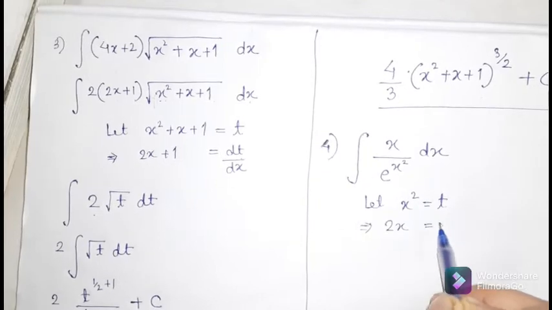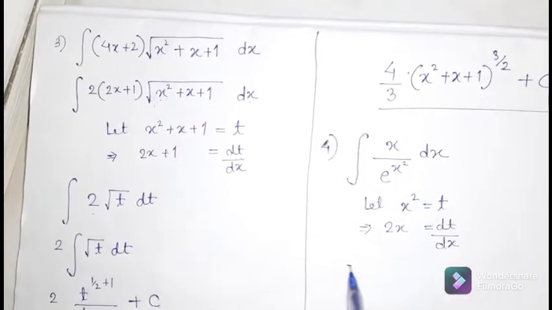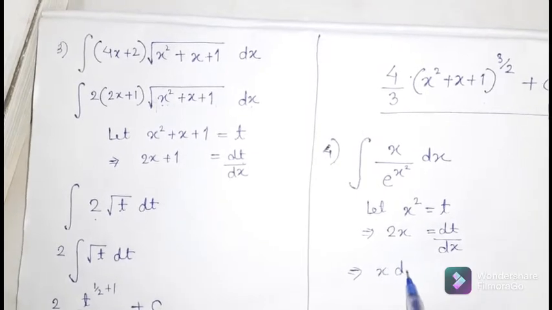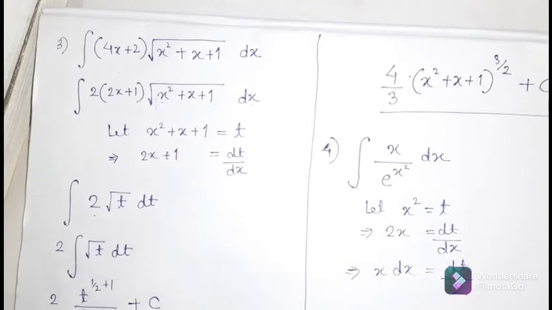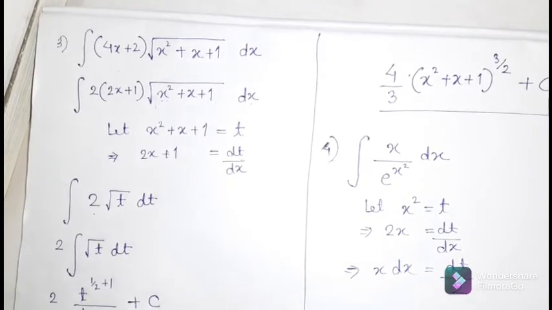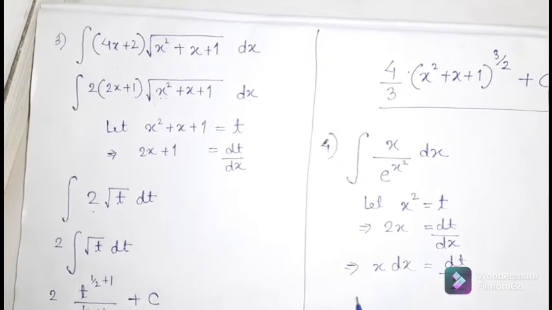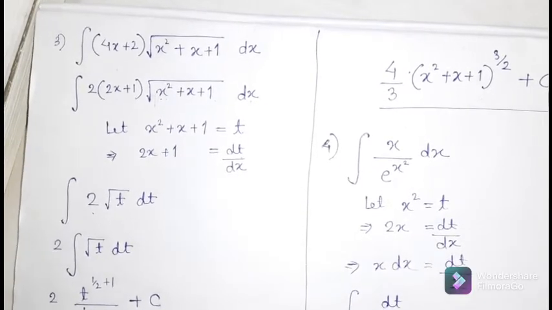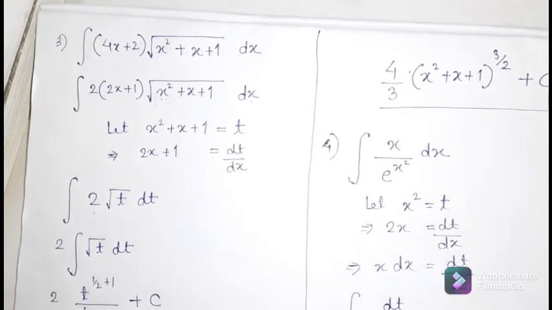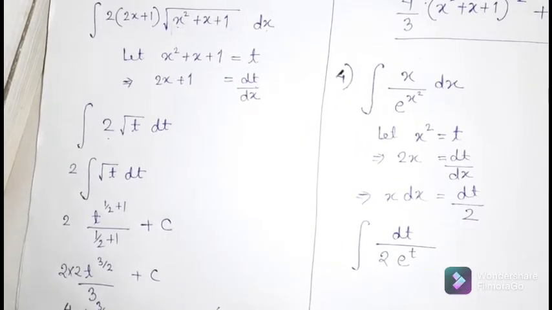This gives 2x equals dt by dx. So from here you get x dx equals dt by 2, right? We get x dx equals dt by 2. So now your question becomes dt by 2 e to the power t. Okay, e to the power t.